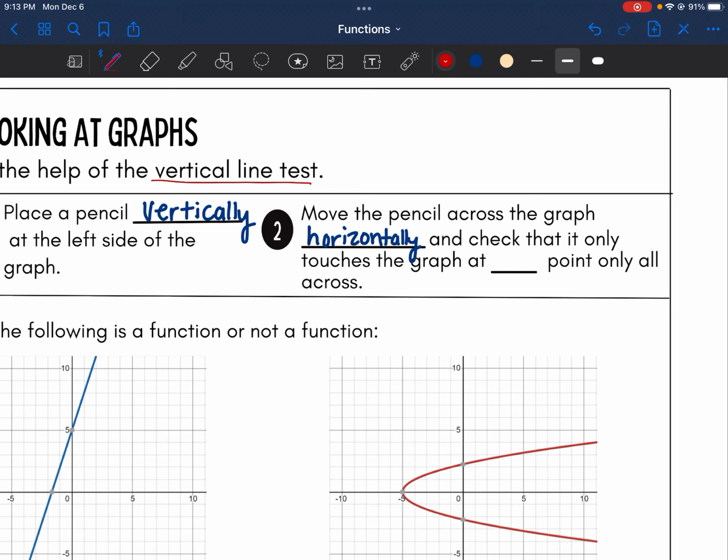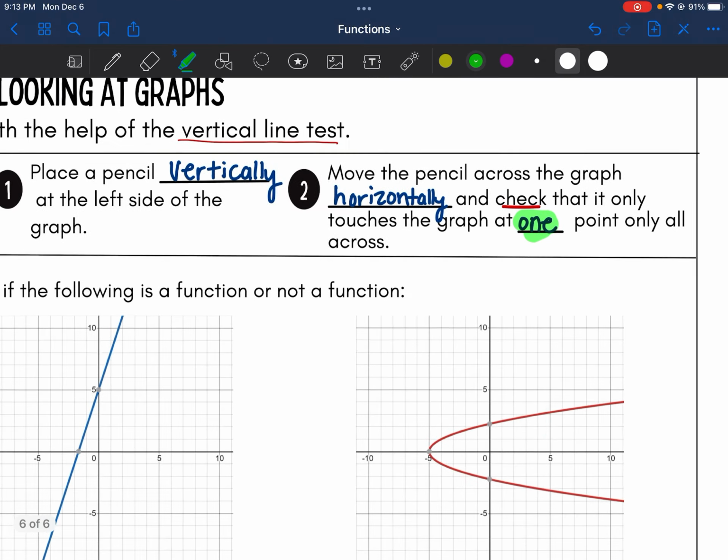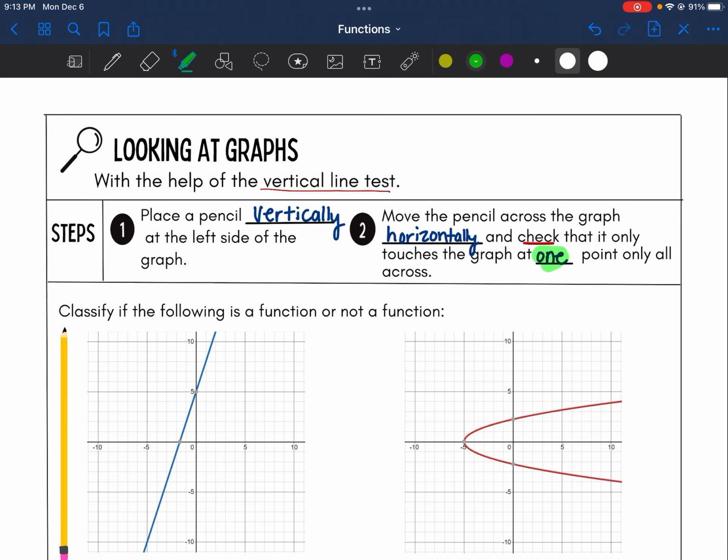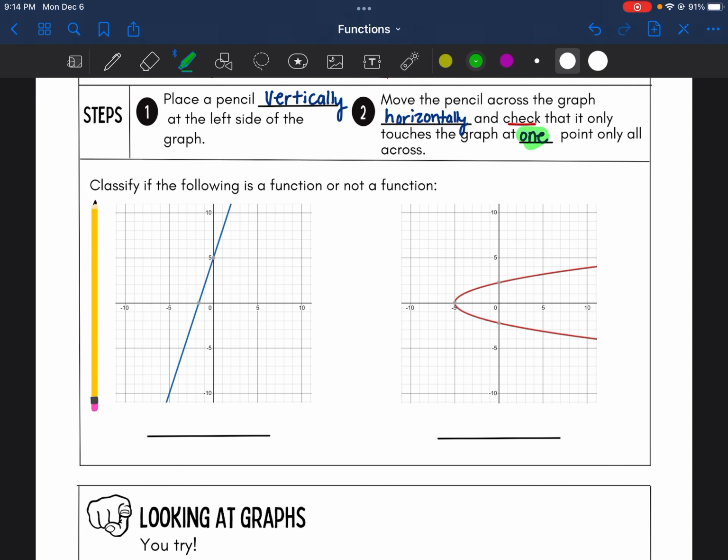So you're going to move it across and check that it only touches the graph at 1 point. 1 point only all across. So go ahead and highlight 1. Remember, that 1 is going to come back and haunt us for all the functions. So you're probably thinking, what the heck? So let me demonstrate to you.